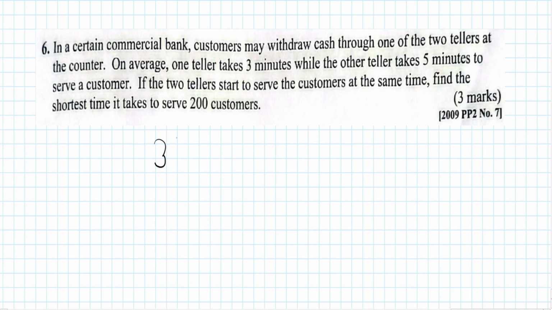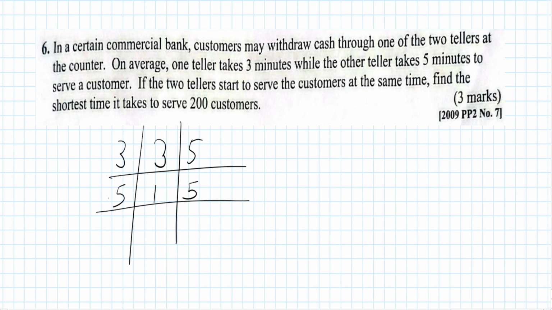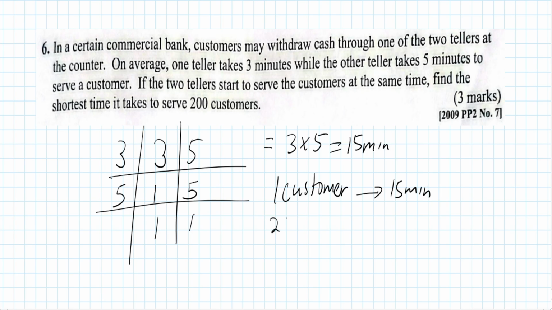Okay, so the LCM of 3 and 5 minutes, which obviously is going to be how much? Divide by 3, 3 is 1. Divide by 3 is not possible for the 5. Then you need to divide by 5, and then I'm going to get 1 and 1. So 3 times 5 is going to give you 15 minutes. So if one customer normally takes 15, well, then what about 200 customers? Basically this is very easy. So you just take 200.